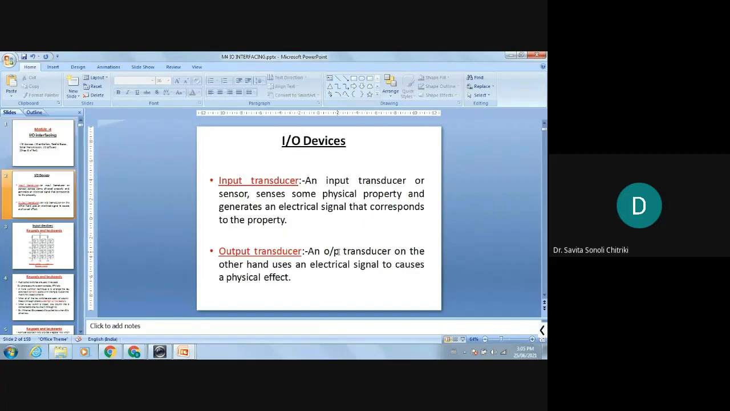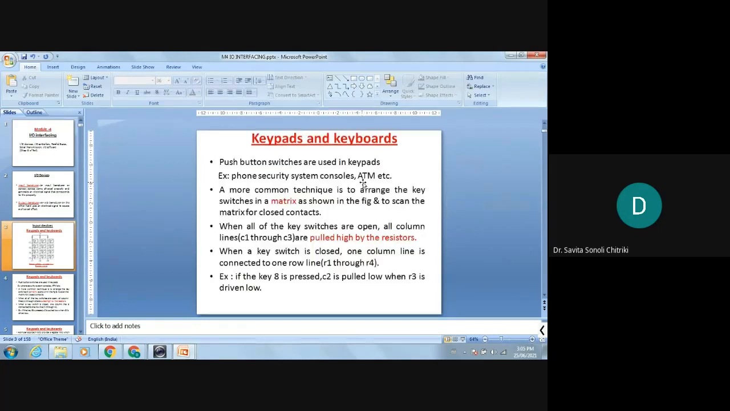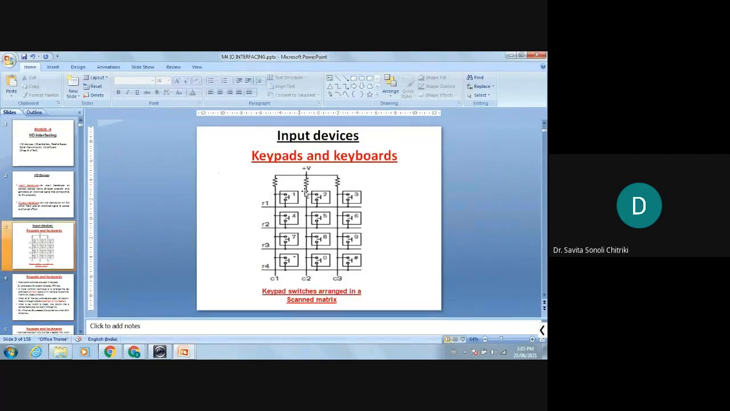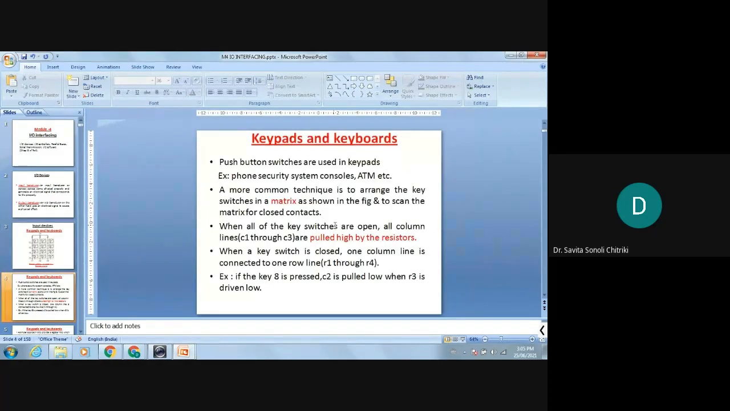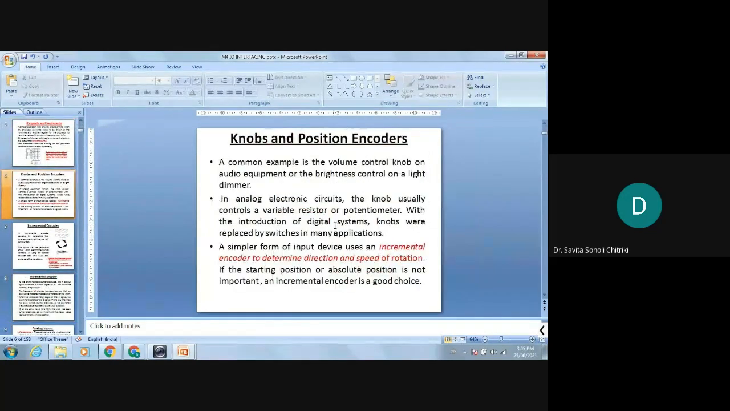So we had started with the input devices. First we had studied keyboards and keypads. Basically it is matrix based, so you have the rows and the columns. We are going to initialize each column and check the rows to see which key is being pressed. So basically, scanning of the matrix there. So today we'll study the next input device.